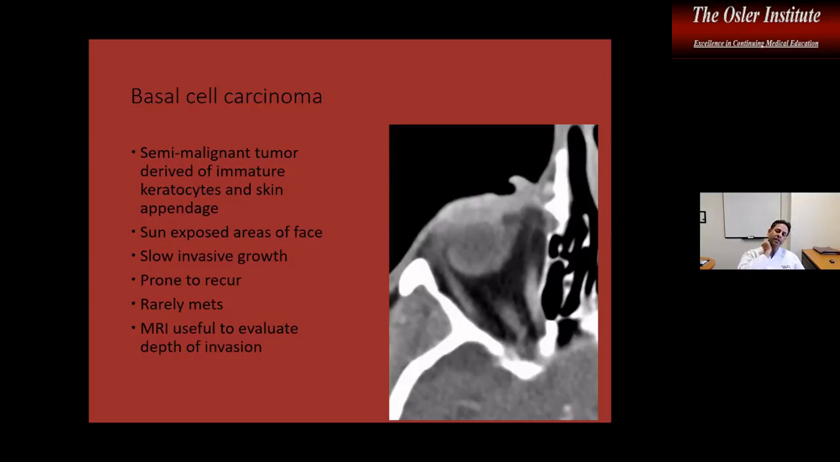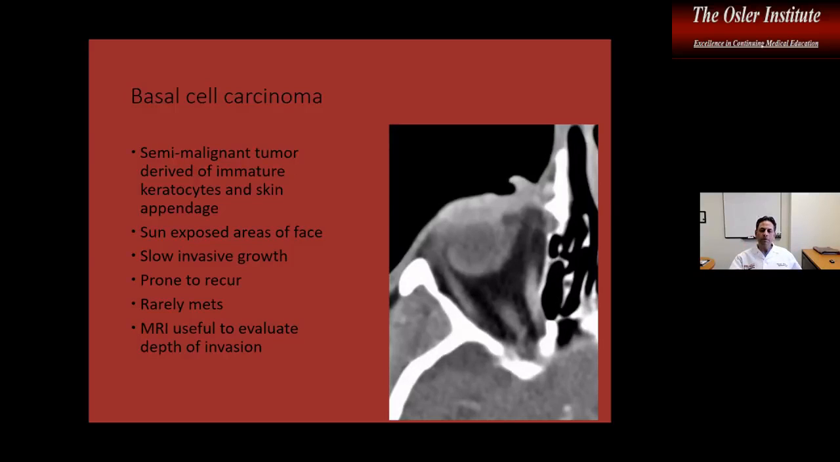It's slow but invasive. So anytime you see a notch in somebody's eyelid, you have to be worried about basal cell carcinoma, because other things should not cause a notch, like benign lesions. But sometimes significant inflammation can cause a notch too. They're prone to recur, but they rarely metastasize, and of course you can use MRI to see the depth of invasion if it's involving the orbit.